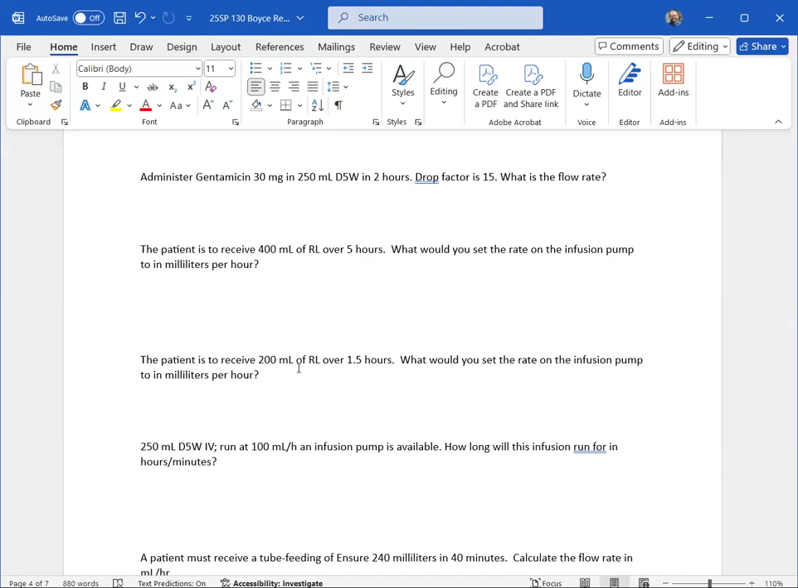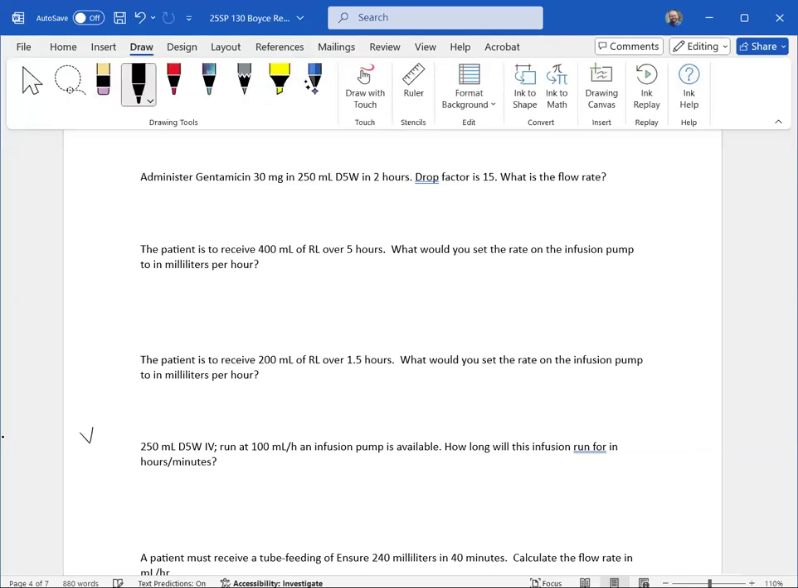Sometimes it'll tell you specifically that they're looking for ml per hour. When we talk about flow rates, the thing you need to know is that a flow rate is just some volume over a measured amount of time. And the standard for nursing is going to be milliliters per hour. Okay. So if it doesn't tell you anything else, and I'll tell you some other things to look for just in case, but for the most part, you're just calculating milliliters per hour.